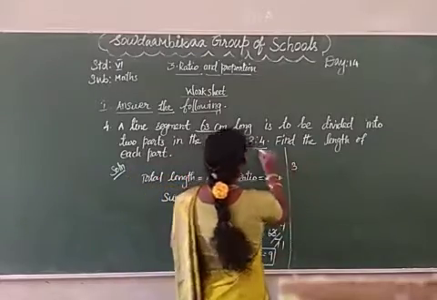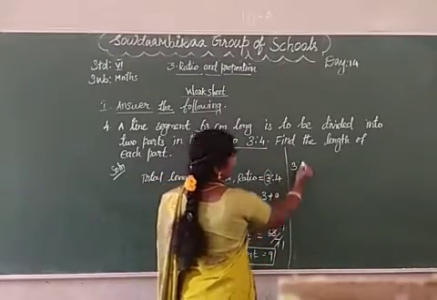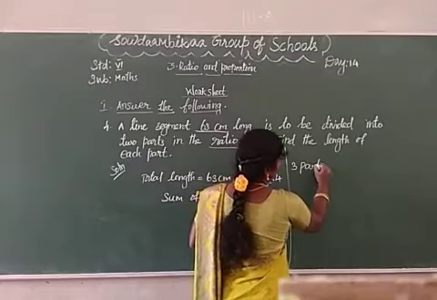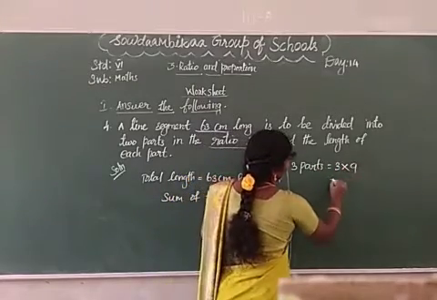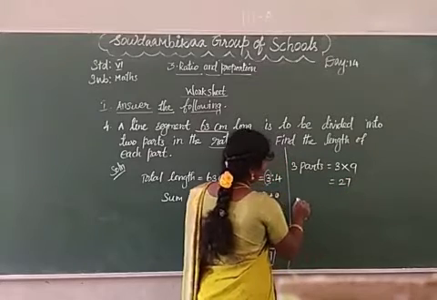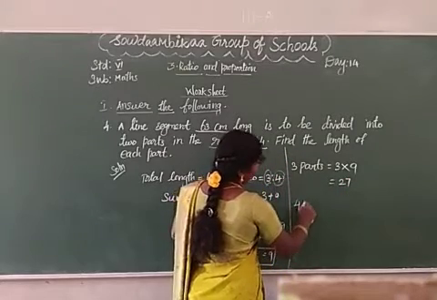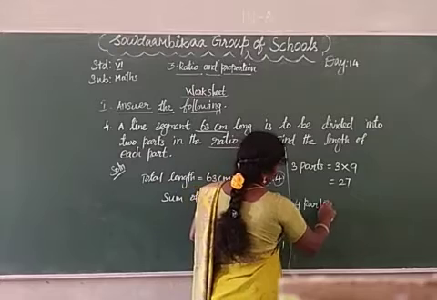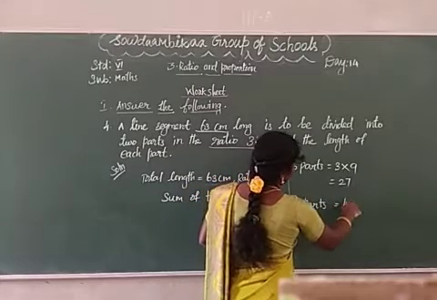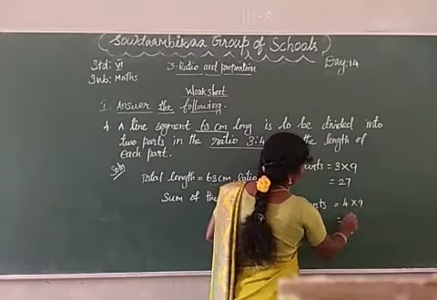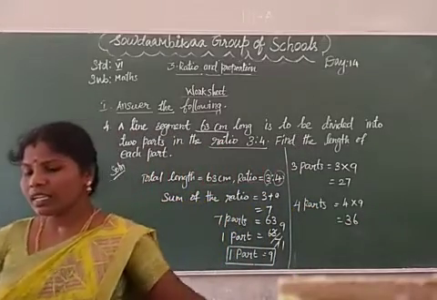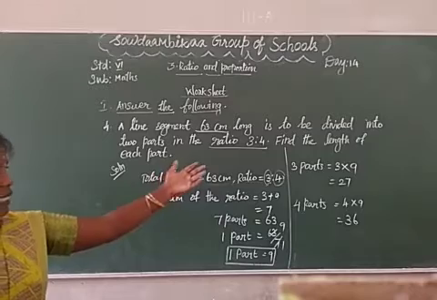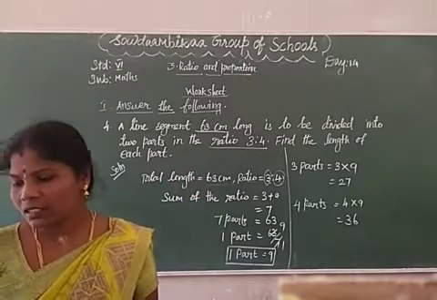Now find the 3 parts. 3 parts equal to 3 into 9. 9 3s are 27. Now 4 parts equal to 4 into 9. 9 4s are 36. Okay, so 63 centimeters can be divided into 27 and 36.